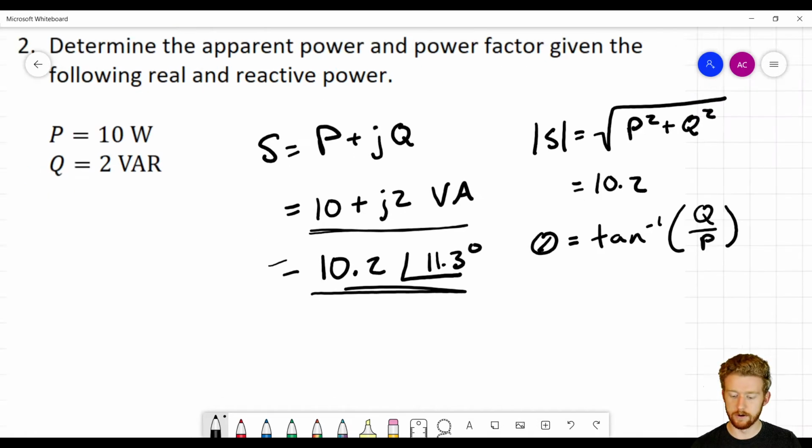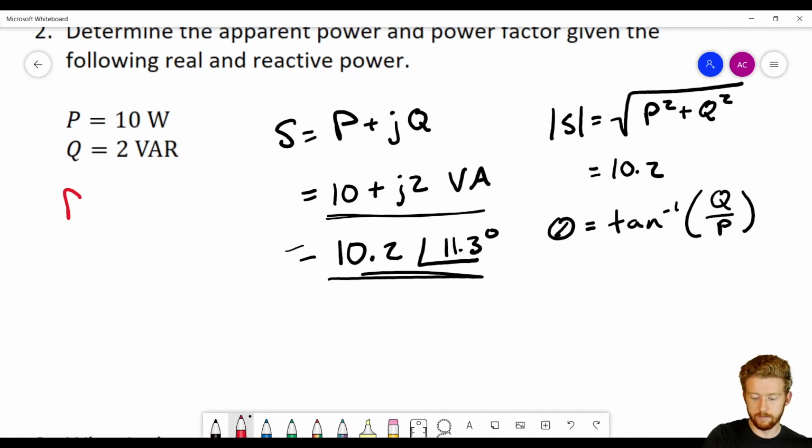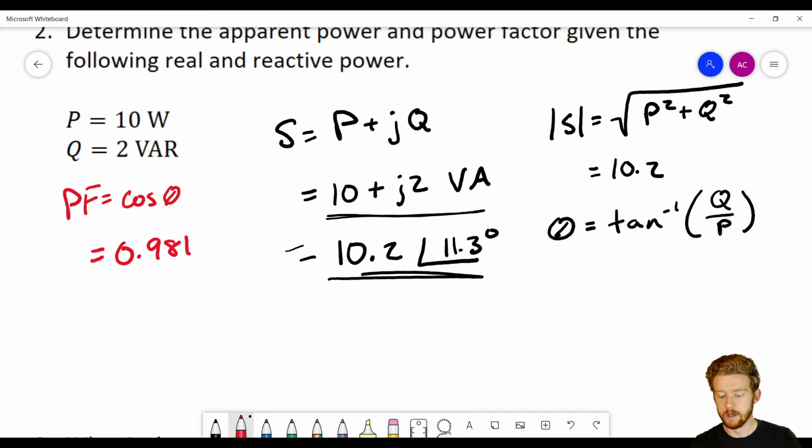What's the power factor? On the previous problem, whenever we were asked to find power factor, it's just cosine of theta. And that's all it is still. Just cosine of the angle of the apparent power. So if we plug that in, cosine of 11.3, that's going to give us a power factor of 0.981. So compared to the previous problem, this one has a much better power factor.